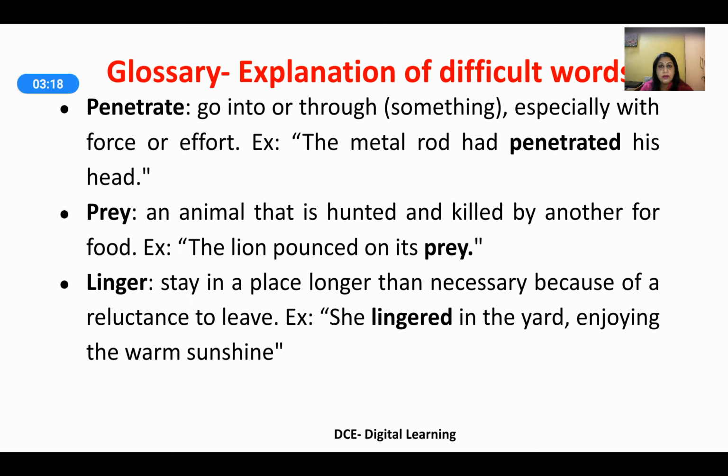The first word, penetrate. It means to go into or through something, especially with force or effort. For example, the metal rod has penetrated his head. The second word, prey. An animal that is hunted and killed by another for food. For example, the lion pounced on its prey. Linger. Stay in a place longer than necessary because of a reluctance to leave. For example, she lingered in the yard, enjoying the warm sunshine.